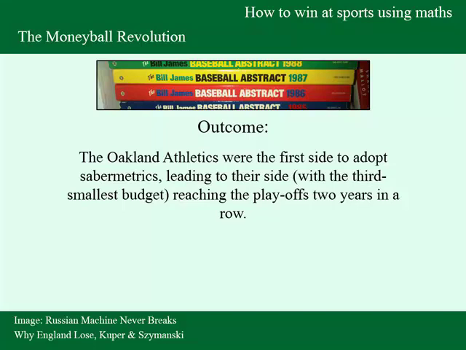The outcome from this is the Oakland Athletics. This is the team that the movie and the book really focus on. They adopted sabermetrics, and their side, which was a really small side, ended up getting into the playoffs two years in a row. I don't know enough about baseball to give you much context beyond that.